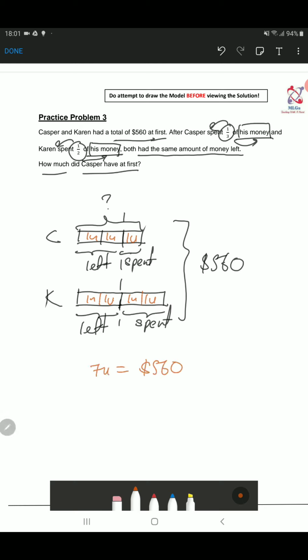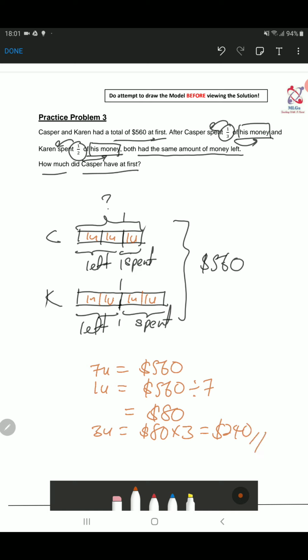That will be equal to total money. Then you find 1 unit, which is 560 divided by 7. So your 1 unit is equal to $80. So Casper has how much money? Casper has 3 units at first. That will be 80 times 3. And Casper has $240 at first.